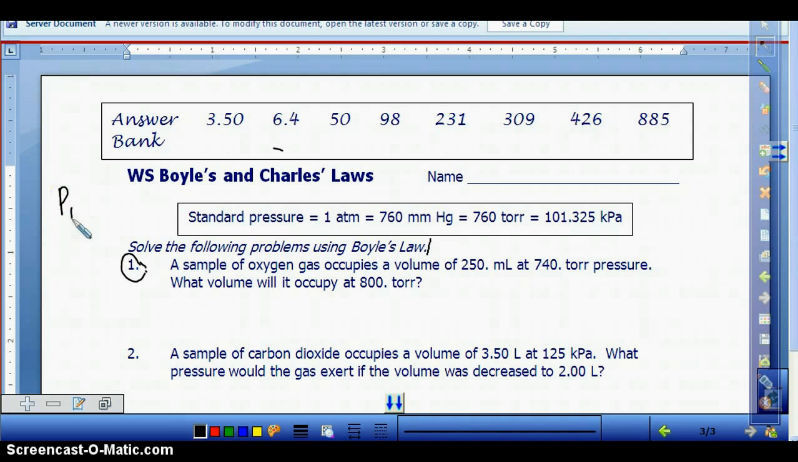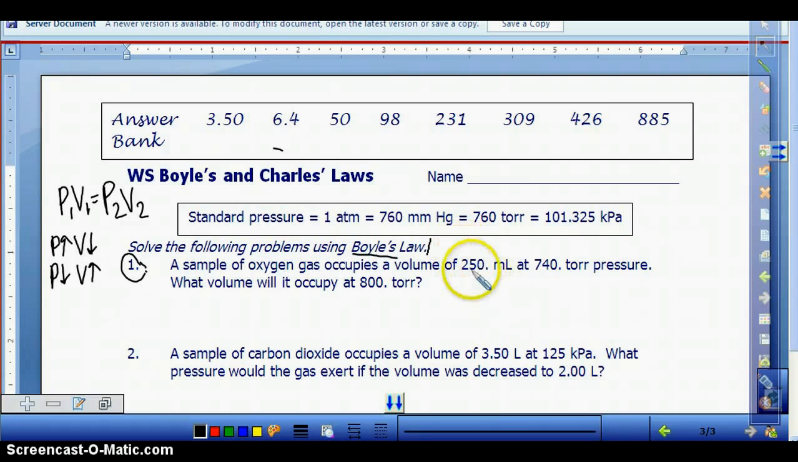equations. The Boyle's Law equation is P1V1 equals P2V2. And we know that relationship is indirect: when pressure increases, volume does the opposite, it decreases. So if pressure decreases, volume increases. And when we start with number 1, we know we're doing Boyle's Law because it tells us.